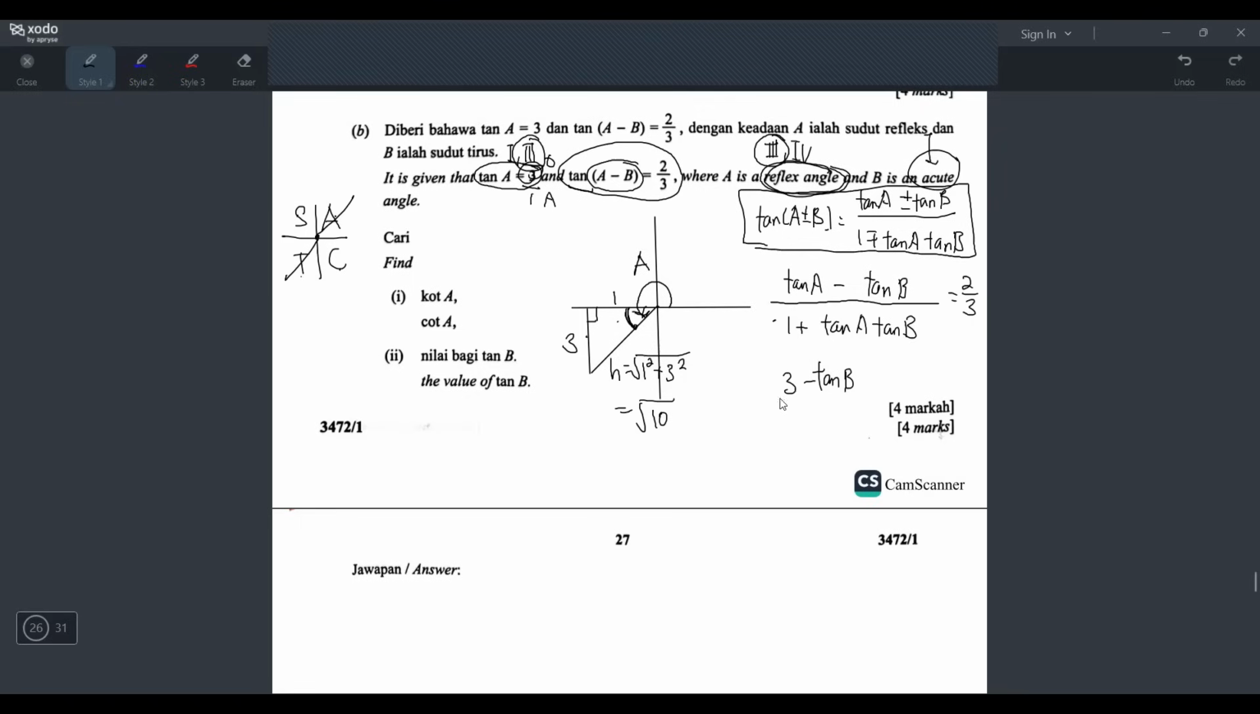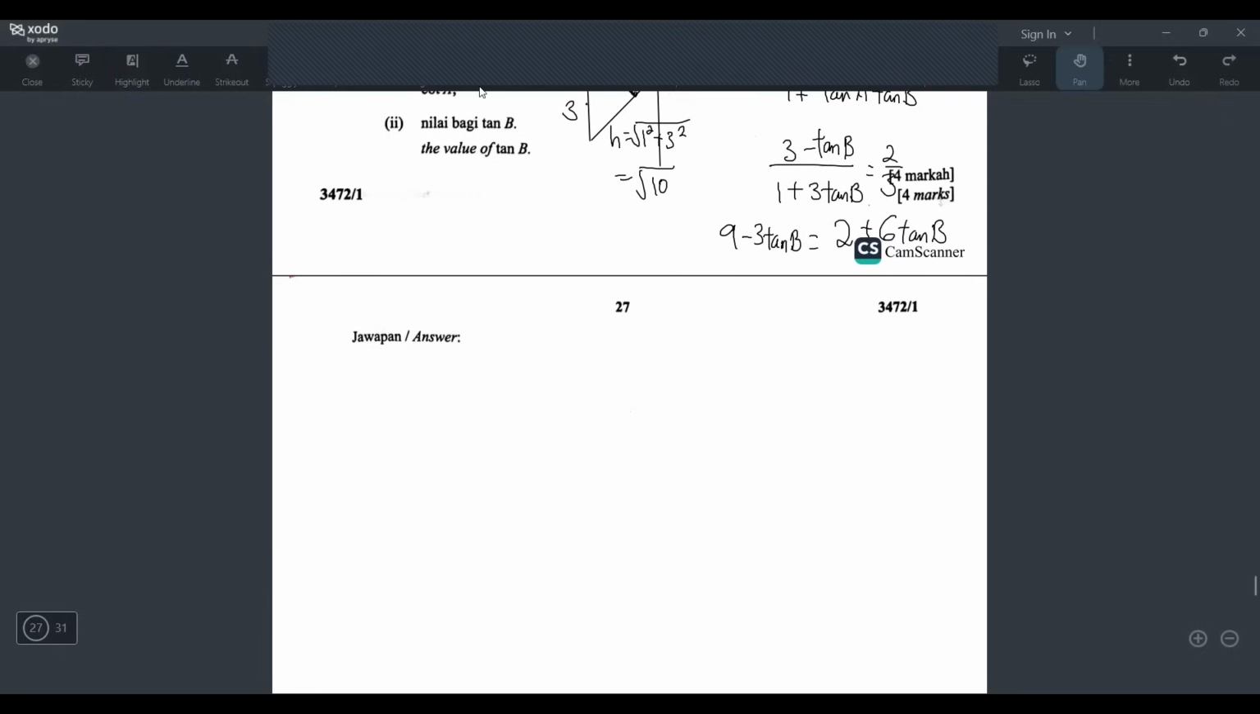3 minus tangent B over 1 plus tangent A, which is 3, so it becomes 3 tangent B, equals 2 over 3. Can I find tangent B here? It's an acute angle, right? So maybe we can cross multiply. So 3 times 3, you get 9 minus 3 tangent B like this. And then equals, let's see, 2 times 1 is 2 plus 2 times 3 is 6 tangent B. Okay. And then how to continue?